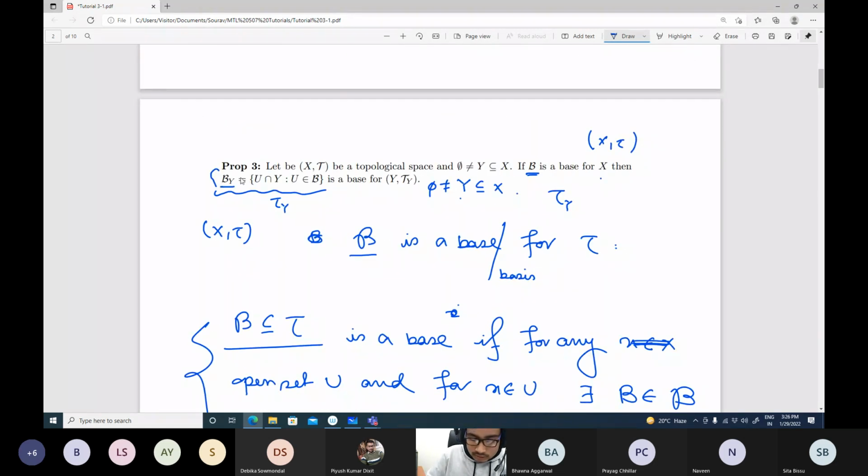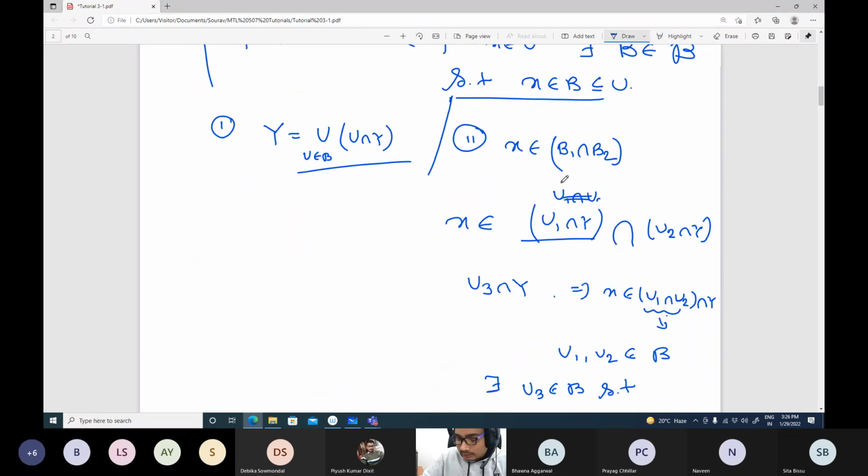Whenever the question asks, it asks about all the elements of this form. So all the elements of this form, and you have to deal with this kind of sets only. So you cannot start with just simply taking B1 and B2 from beta. Of course, you can, but this B1 will be of this kind of form, and B2 will be of this form.